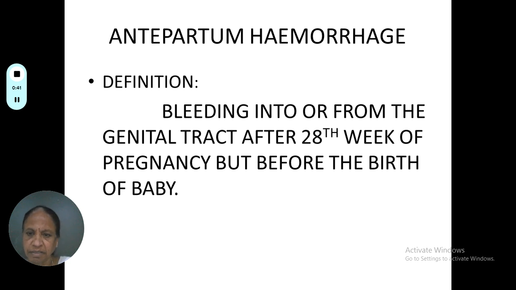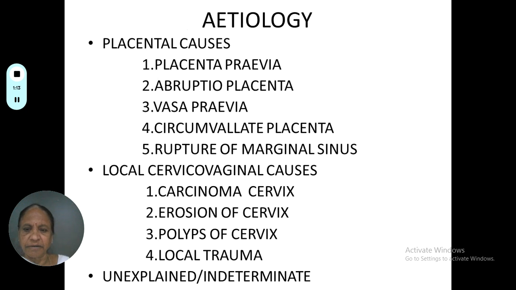The definition is bleeding into or from the genital tract after 28 weeks of pregnancy before the birth of the baby is called antepartum hemorrhage. That means usually bleeding will not occur for a pregnant woman during pregnancy, but it can occur after 28 weeks before the birth of the baby. That is called antepartum hemorrhage. That means it is third trimester bleeding.